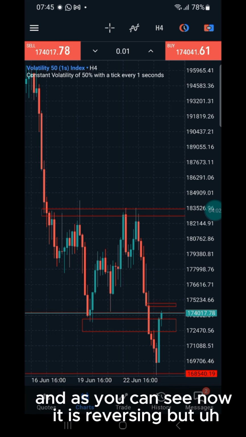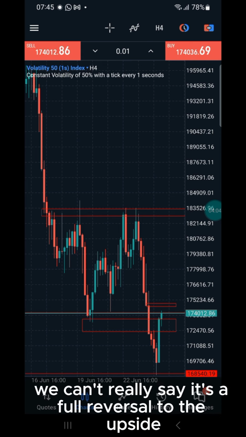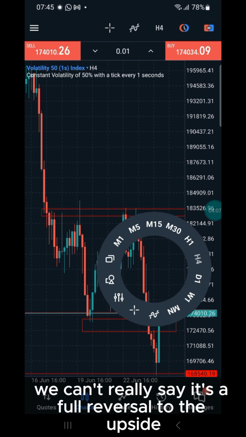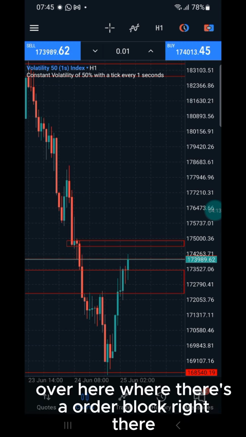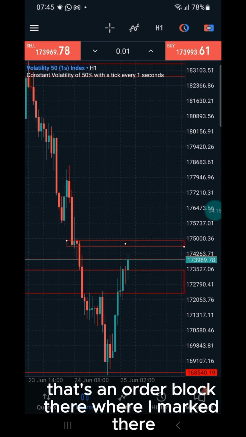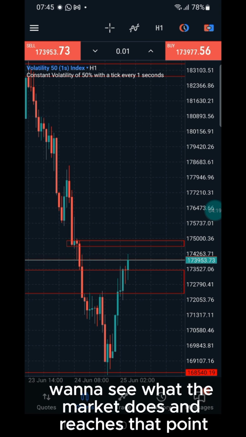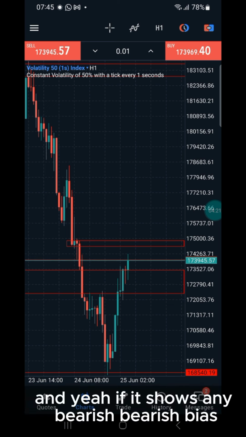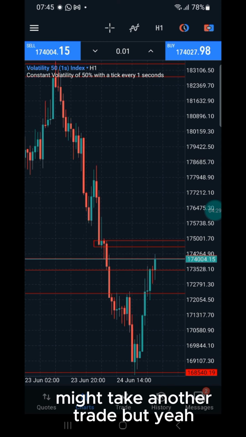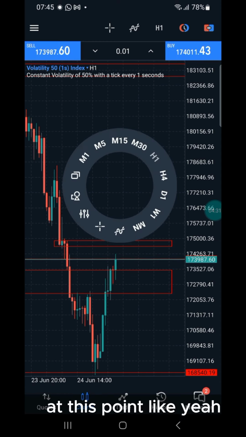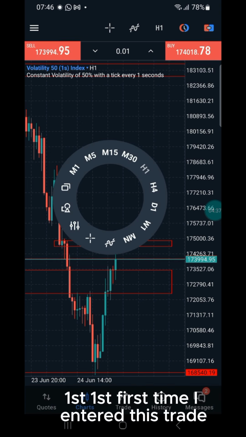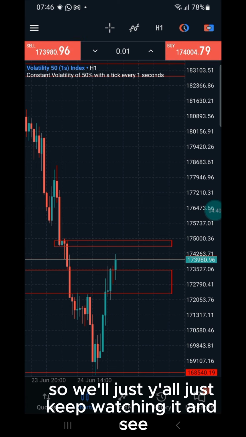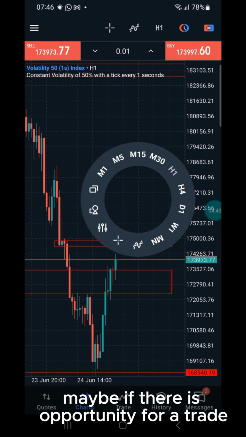And as you can see, now it is reversing, but at this point we can't really say it's a full reversal to the upside, like a trend change. This could just be a retracement to this point over here where there's an order block. As you can see where I marked, that's an order block there. So we want to see what the market does when it reaches that point. And yeah, if it shows any bearish bias, I take another trade. But at this point, I already hit the targets that I had from the first time I entered this trade. So I'll just keep watching it and see if there are maybe opportunities for a trade.